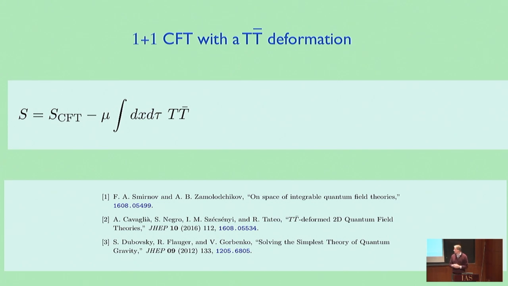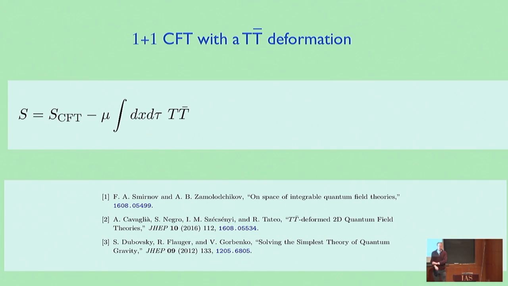So let me again say some things about this T T-bar deformation and why it's interesting from the point of view of holography. Schematically, you can take a two-dimensional CFT and deform it by turning on a coupling that looks like this, where T is the stress tensor, and it means that the operator T times T-bar has dimension 4.